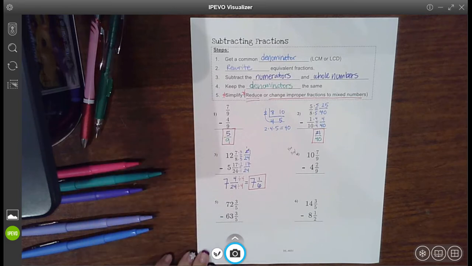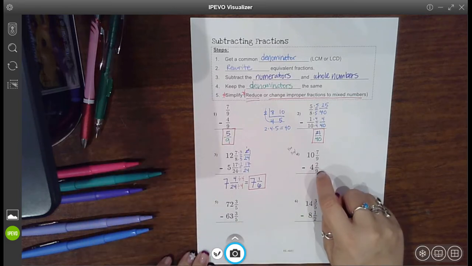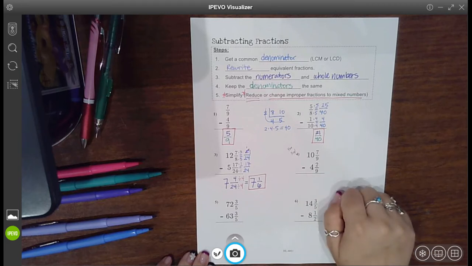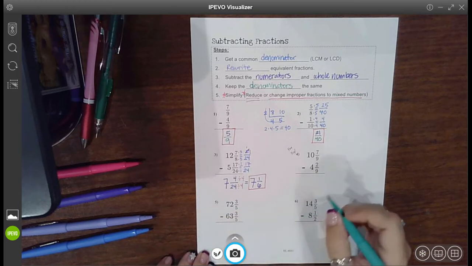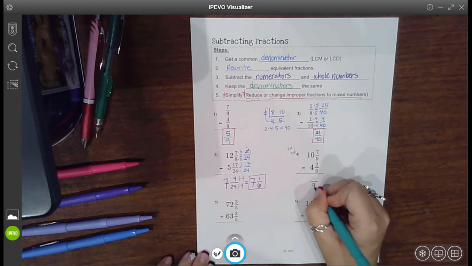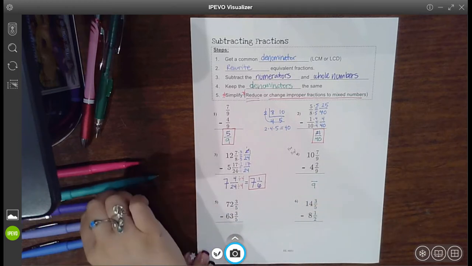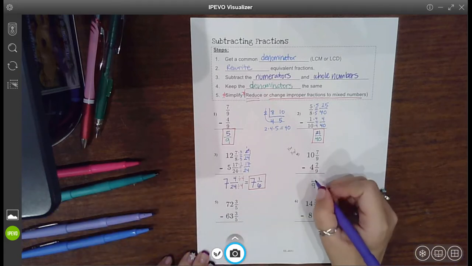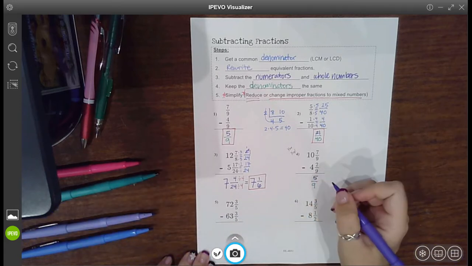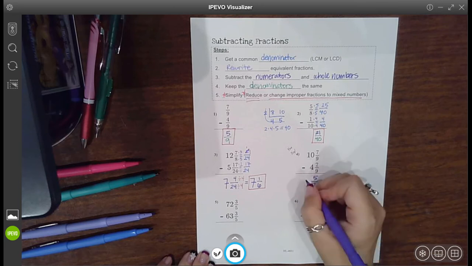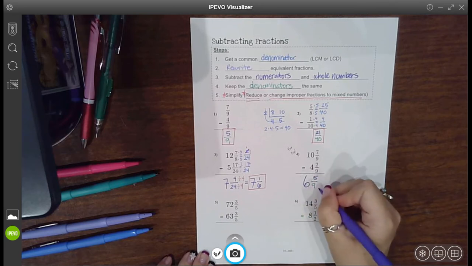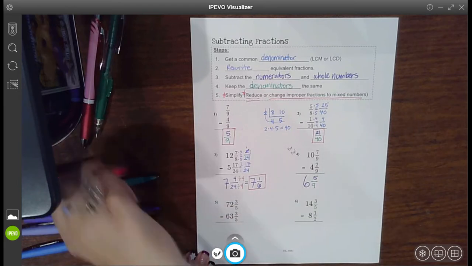For my next one, yes, they have a common denominator. So I want you to go ahead and try this one. Okay, now that you unpause the video and you're back with us, you kept the denominator the same. Now subtract those numerators. 7 minus 2 is 5. Subtract the whole numbers as well. 10 minus 4 is 6. Can you reduce it? No. Is it improper? No. So you're done.